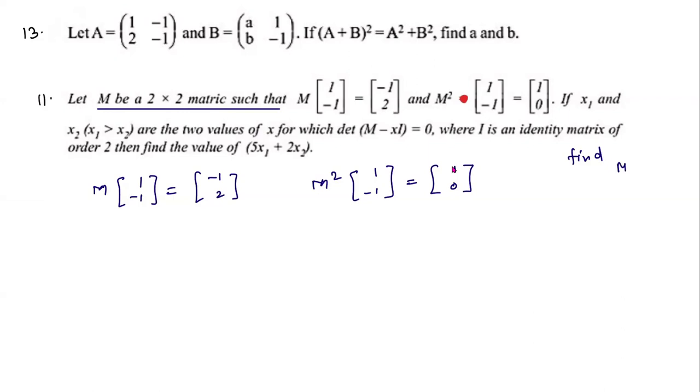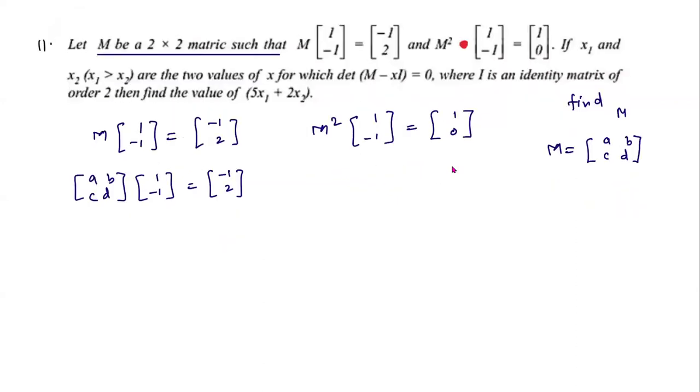So M, which order matrix? 2 cross 2. So we can assume the M matrix is [A, B; C, D]. Now tell me, [A, B; C, D] multiplied with (1, minus 1) gives (minus 1, 2). Now if we multiply, then we have A minus B, C minus D. So we have the equations: A minus B is minus 1 and C minus D is 2. Anyone have doubt on this?